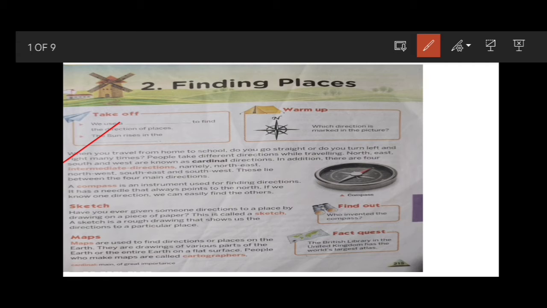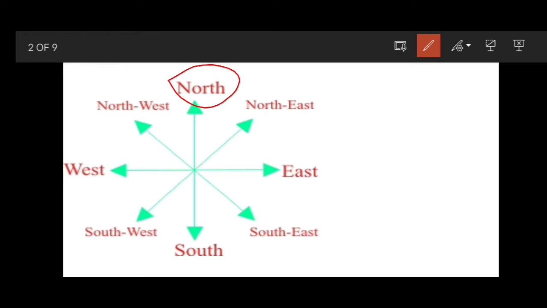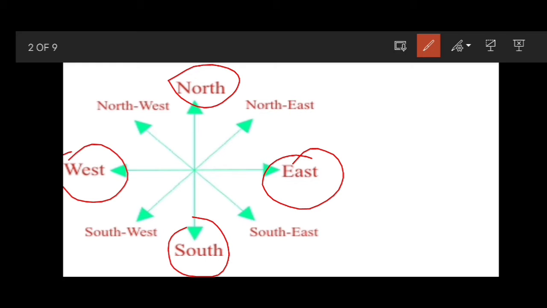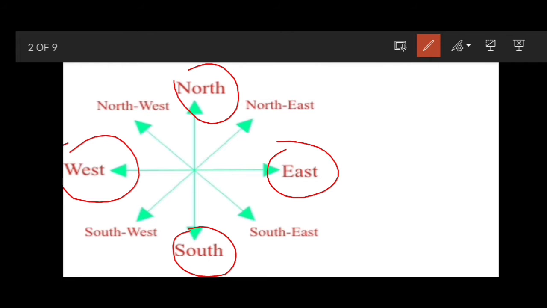So whenever we go from one place to another, we take different directions. We turn left, right, or even go straight. The directions are north, east, south and west. These are the different directions we take while traveling from one place to another. North, east, south, west are the main directions, known as cardinal directions. Northeast, southeast, southwest and northwest are the intermediate directions which lie between the cardinal directions.